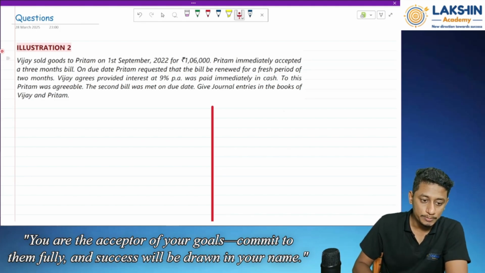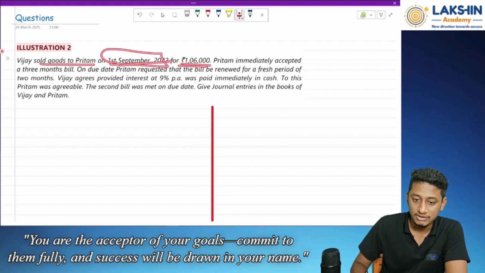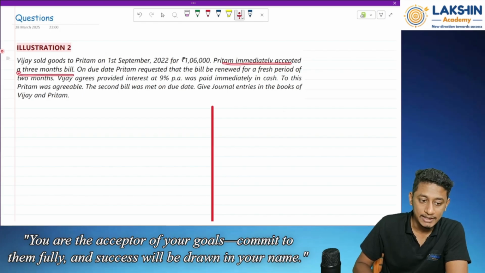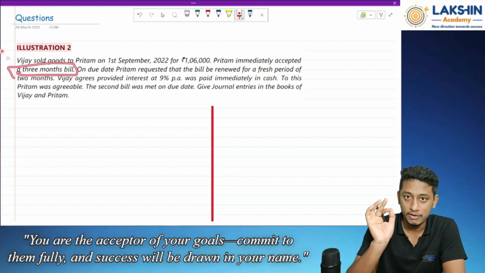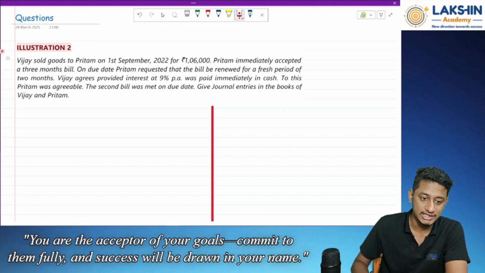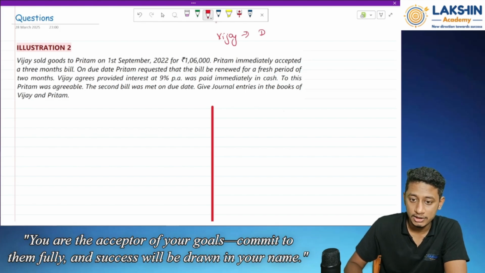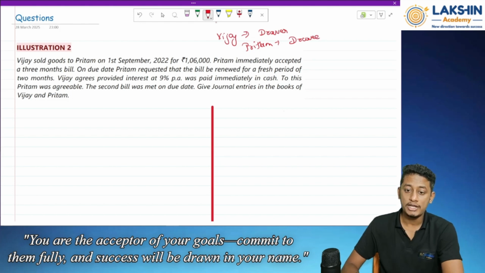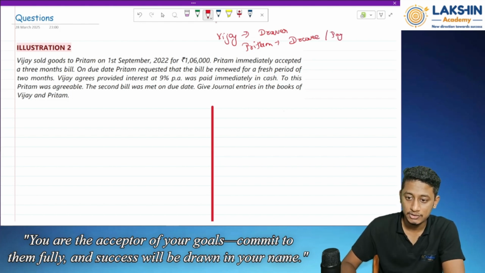Vijay sold goods to Pritham on 1st of September for rupees 1,06,000. Pritham immediately accepted a 3 months bill, a bill of exchange. So the bill of exchange was accepted on that date. Vijay is the drawer of the bill, whereas Pritham, who has accepted, is the drawee of the bill. Clear? He will be making the payment, so he will be the payer and Vijay the payee.